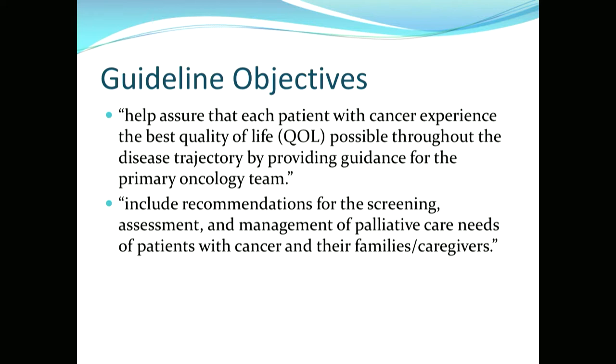Okay. So what are the new guideline objectives? Again, I focused a lot on what palliative care means and how we see palliative care as palliative care providers. But the guideline objectives really help assure that each patient with cancer experiences the best quality of life. You'll hear these things over and over. And then include recommendations for the screening, assessment, and management of palliative care needs of patients with cancer and their families/caregivers. So this is what the guidelines are trying to help you achieve. Again, what's new focuses more on end of life, utilizing hospice, transitions to end of life, and end of life concerns. So the update is focused more on when and how you transition these folks, and how you assess them and know when to transition them.